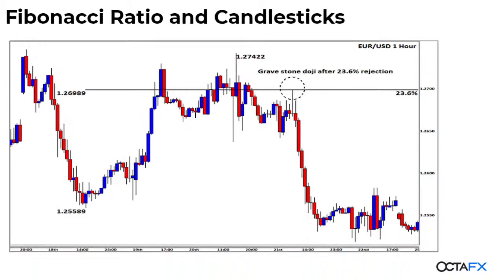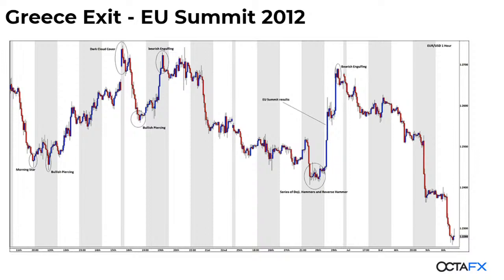Okay. All right, Fibonacci ratio. We're definitely going to talk about Fibonacci ratio, but we just don't have the time to talk about it right now. But you can use it in combination with candlesticks. For example, you got your gravestone doji. After a certain level, 23.6% in this case, there's a rejection that happened, and rejection forms a gravestone doji. Okay. You can see that all over the whole time period.